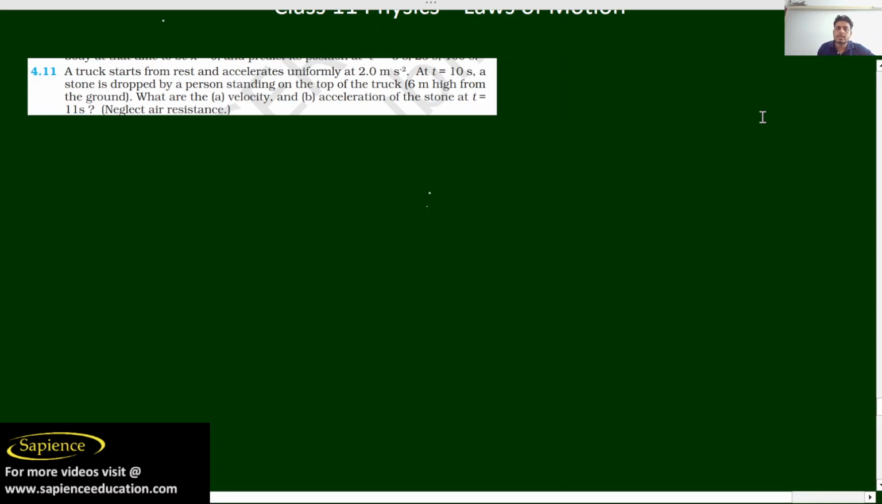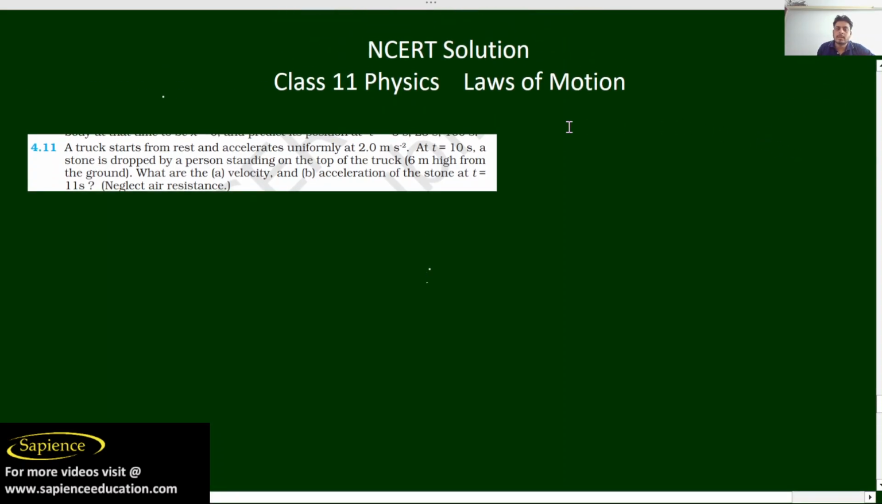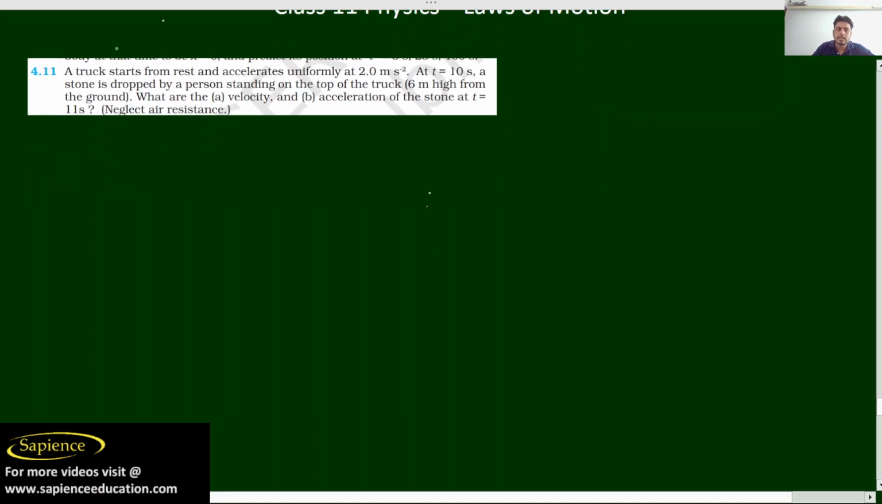Today I am going to teach you NCERT solutions of class 11 physics. The chapter which I have taken is Laws of Motion, question 4.11. It is question 4.11.